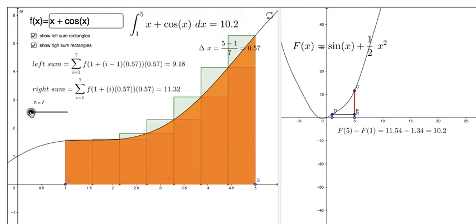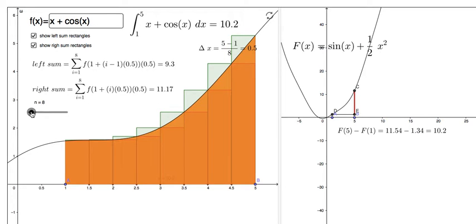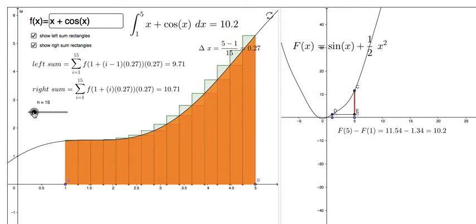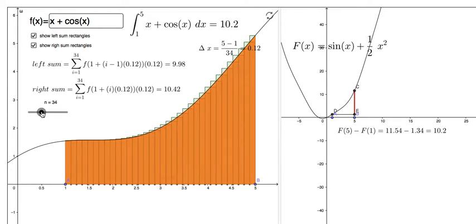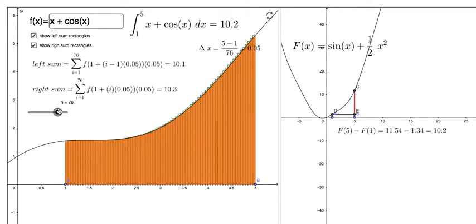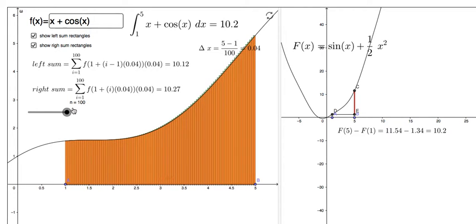But as I increase the number of rectangles or decrease the dx, the delta x, as I decrease that, we can see that our estimations using the rectangles start to get very, very good. They look like nicer and nicer approximations, and those rectangles seem to match the area under the curve better and better and better.